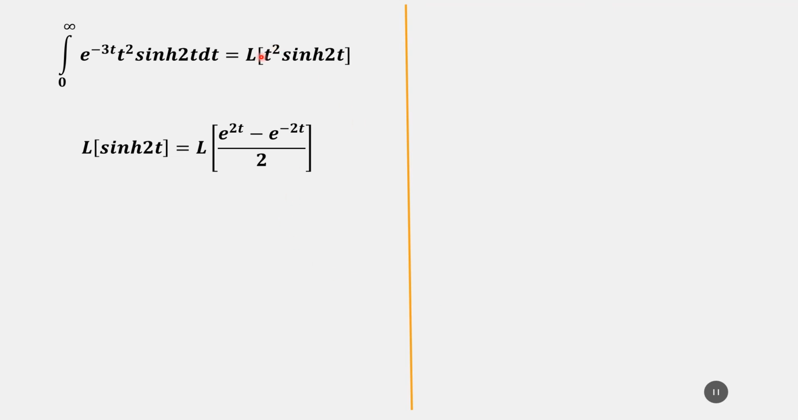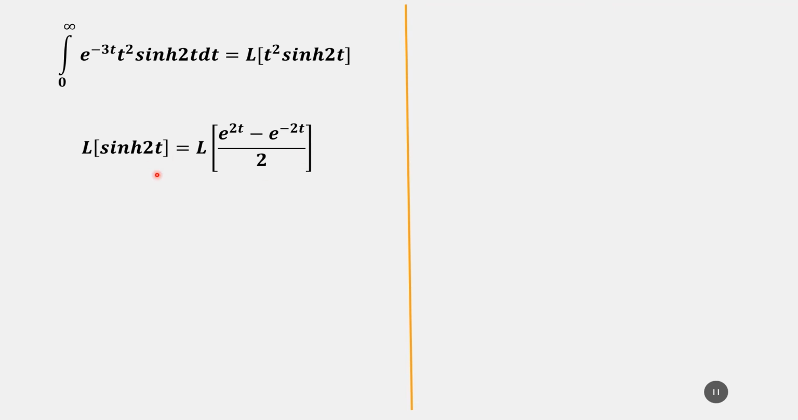Now we have to start with the sinh 2t function. Either you can use directly the formula for sinh 2t or you can make use of e raised to the definition of sinh 2t and then calculate Laplace. Both are okay. Any one method we can follow. Only thing here we have to differentiate it 2 times. So either you can use the same form, that is 2 upon s square minus 4, or you can convert sine hyperbolic to e raised to and then calculate the Laplace transform. Both the methods are okay.